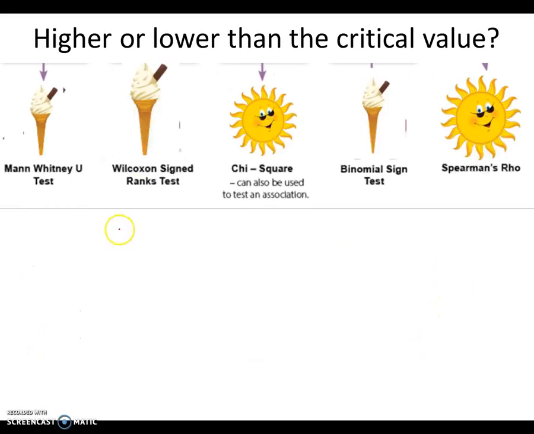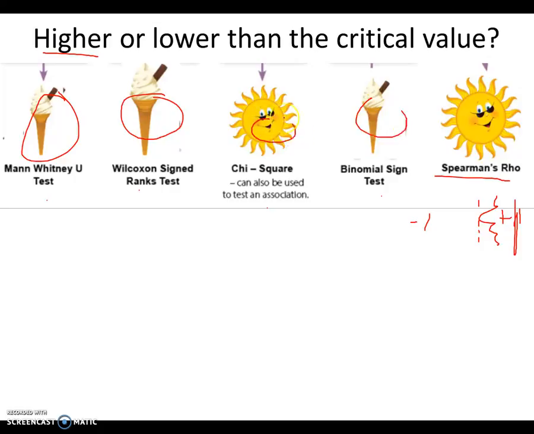Now, that stuff about the calculated value: does the observed value from your stats test have to be higher or lower than the critical value? That's what I've used these for. For these ones, the ice cream means the observed value has to be lower than your critical value. For the chi-square and the Spearman's rho, it's the opposite, it has to be higher. Because remember, your Spearman's runs from a -1 to a +1, so the stronger the correlation, the higher the value has to be. Now, just learn those. The observed value's got to be lower for those. It's got to be higher for those.